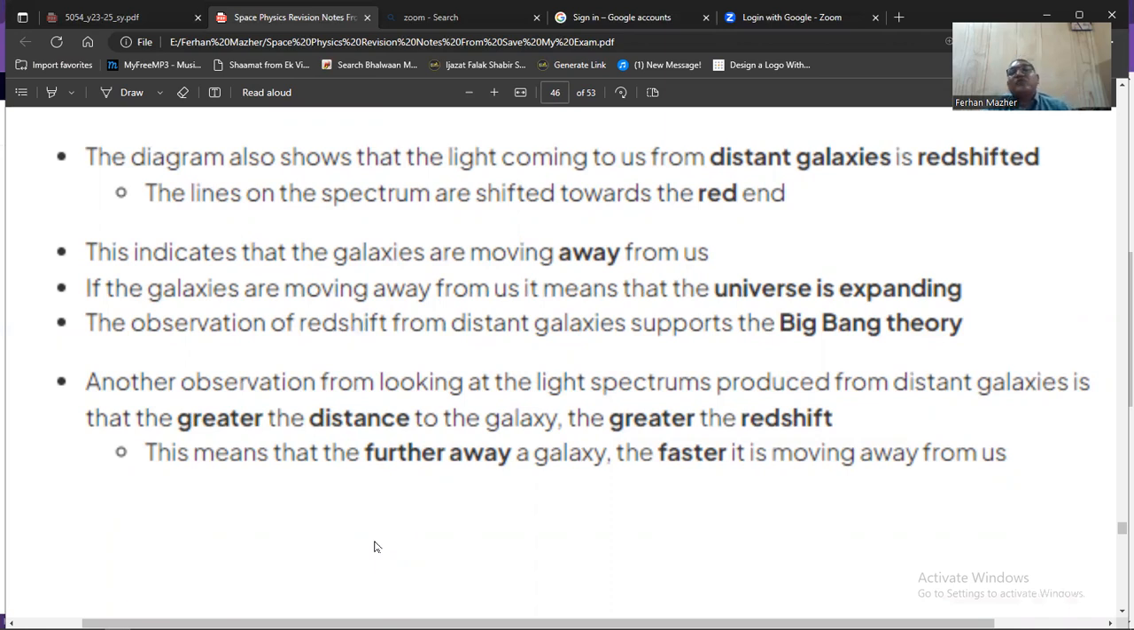If the galaxies are moving away from us, it means that the universe is expanding. The observation of redshift from distant galaxies supports the Big Bang theory. Another observation from looking at the light spectrum produced from distant galaxies is that the greater the distance to the galaxy, the greater the redshift. This means that the further away a galaxy is, the faster it is moving away from us.